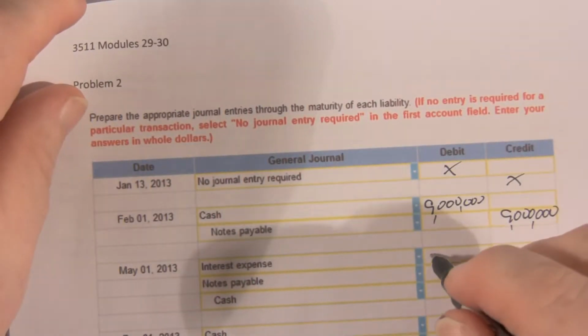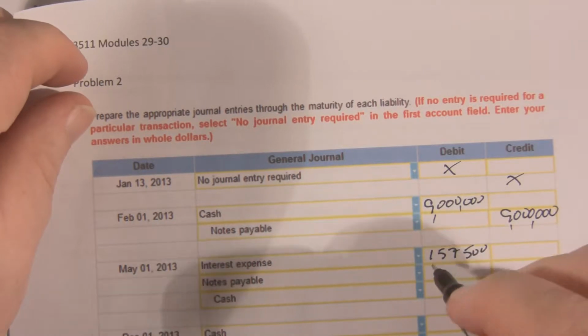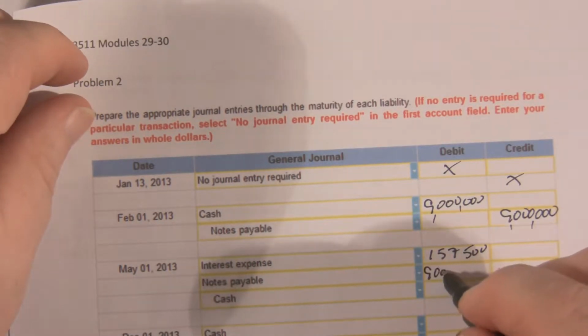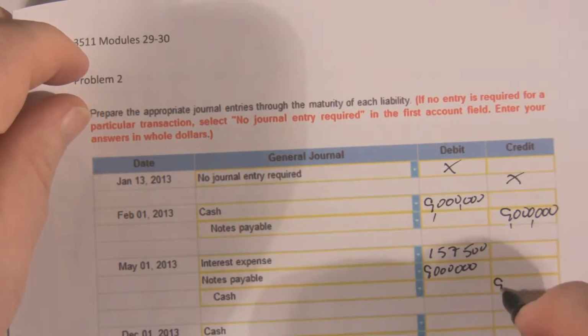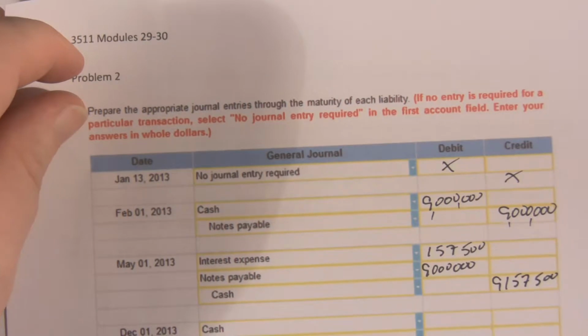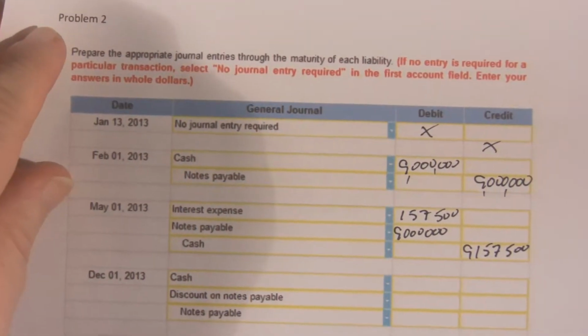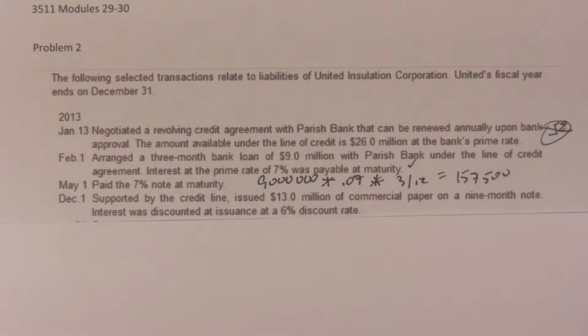So interest expense, 157,500, and 9 mil for the note that we're retiring. And it's going to cost us $9,157,500. Okay, now the next one, let's see what the next one has in store for us.